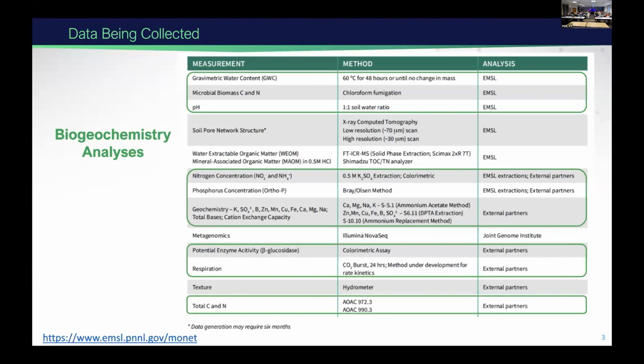For microbiology, we also provide a potential enzyme activity measurement, specifically for beta glucosidase activity, measured by colorimetric assay. And we have the soil respiration measured, as well as the total carbon and nitrogen in bulk soil. Again, this biogeochemistry analysis is common in all different networks or databases, but we want to have this standardized protocol measured across the board so we can compare different samples from different locations.